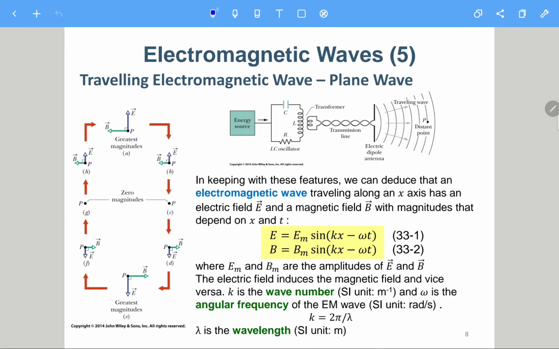So here we talk about the EM wave mathematically. Using this feature, we can deduce that an electromagnetic wave traveling along the x-axis has an electric field E and magnetic field B with magnitudes that depend on x and t. So we have two formulas. The first one is about the E field, and the second one is about the magnetic field. E equals E_M times sine of kx minus omega t, and B equals B_M sine of kx minus omega t. So both terms have the sine with the same argument. And here, of course, E_M and B_M are the amplitudes of the E field and B field.